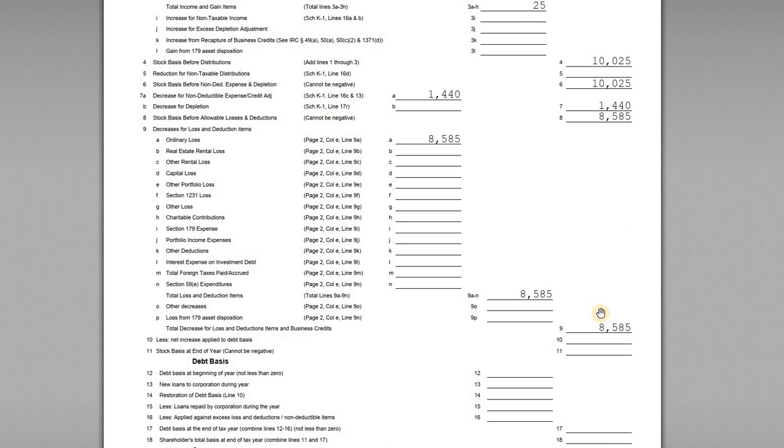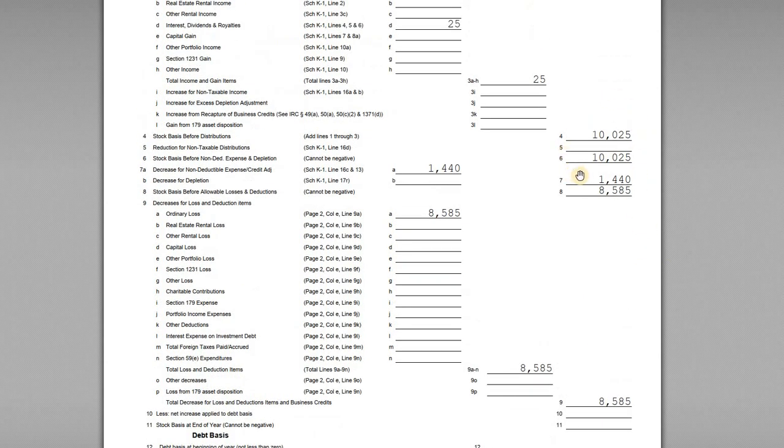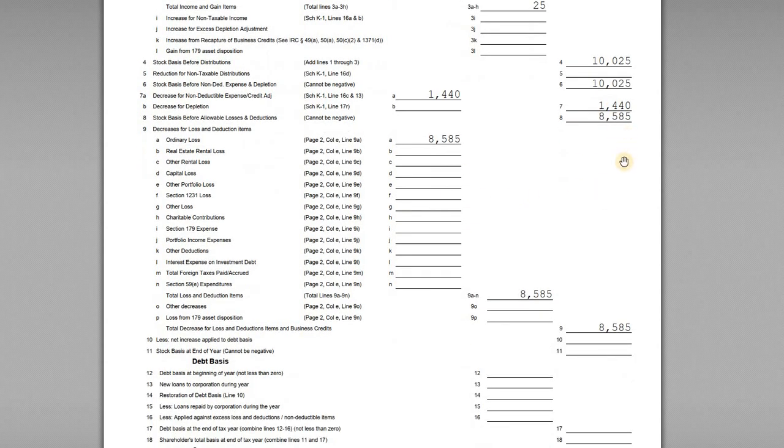Now in this worksheet, notice what's happening here. We're adding up all the positive increases to the basis. We're deducting it by the line 16C item. That's the non-deductible expense of $1,440. So this is his adjusted basis before accounting for any of these ordinary loss items. So $8,585 is his basis going into the loss deduction. And we can see here that this worksheet, even though he's being allocated $27,000 of losses, he's only being allowed to take $8,585 because this is where his basis is capped at, right?